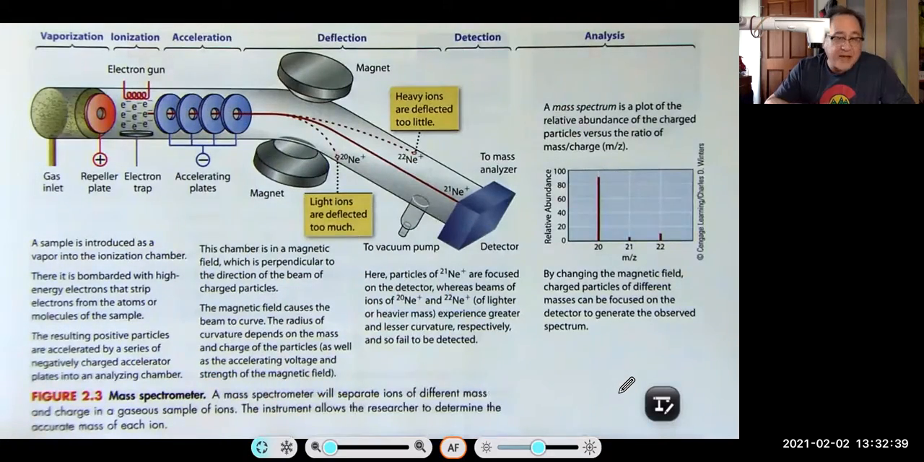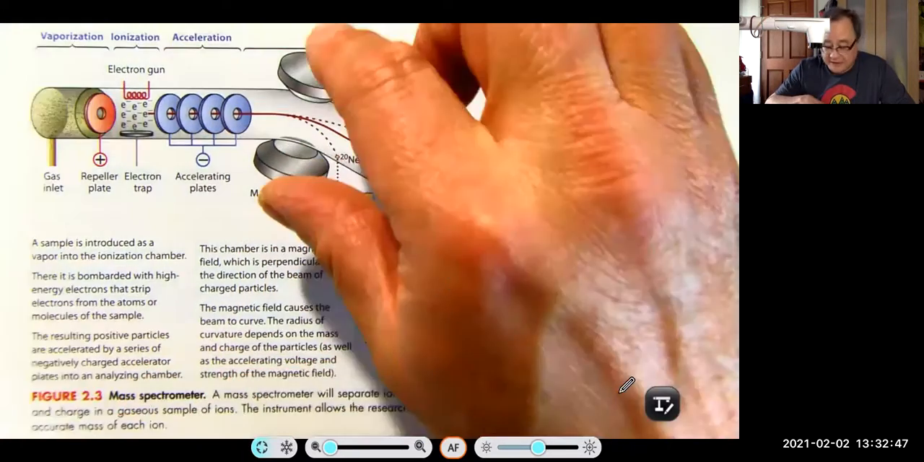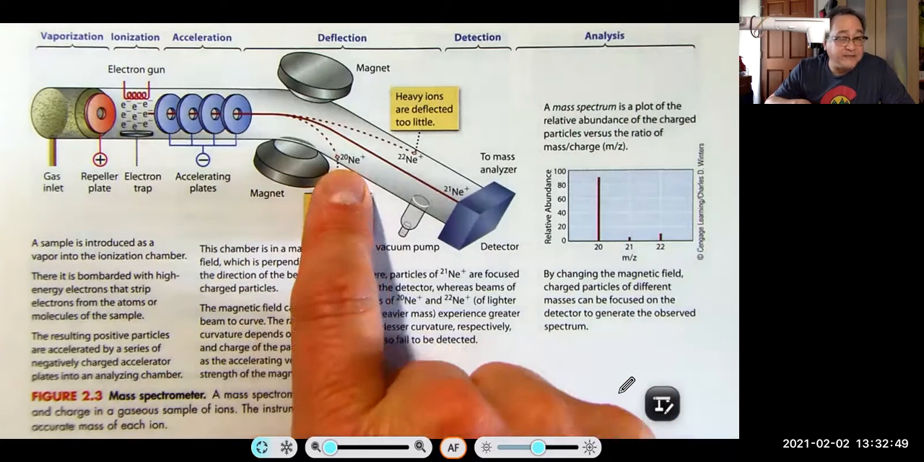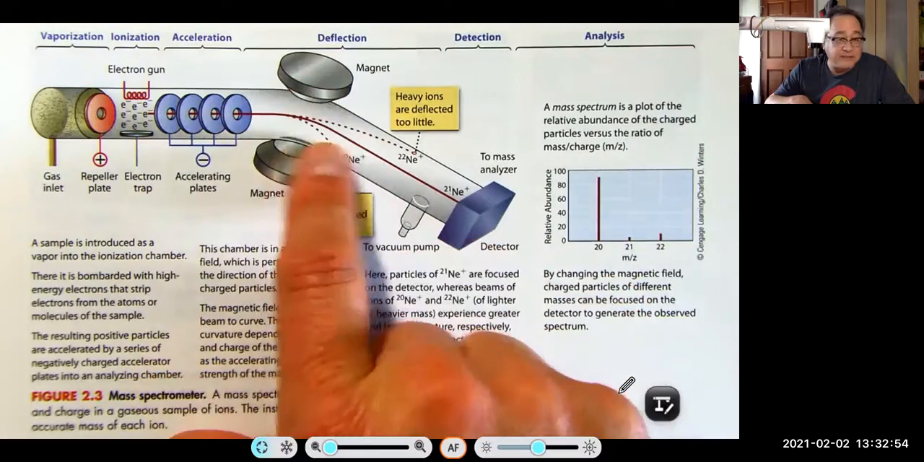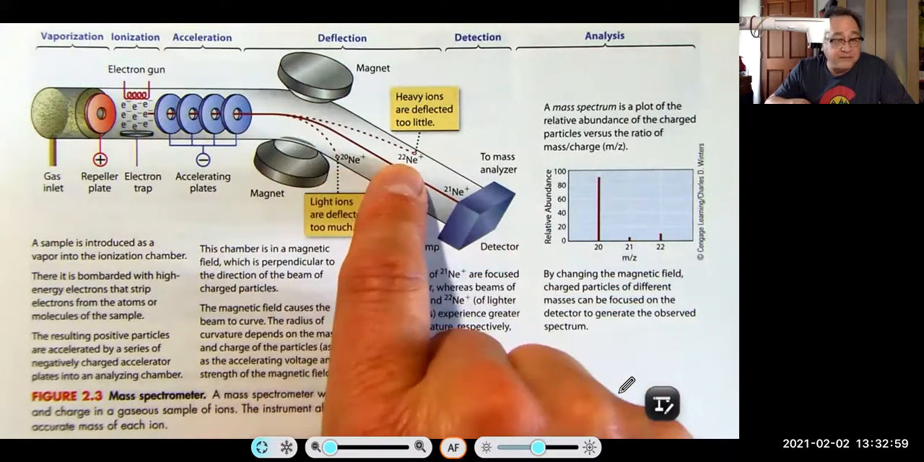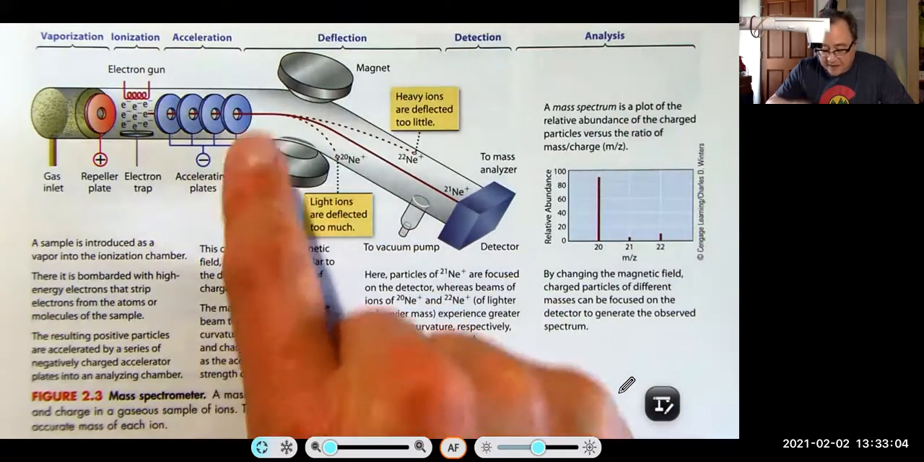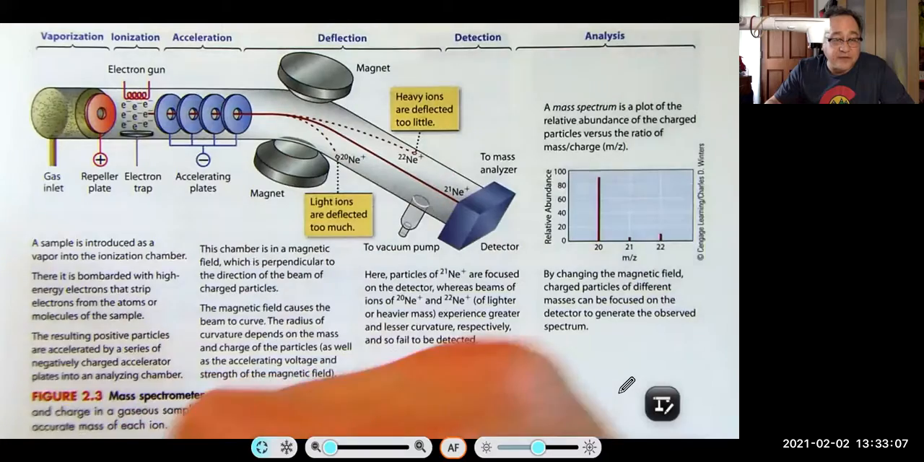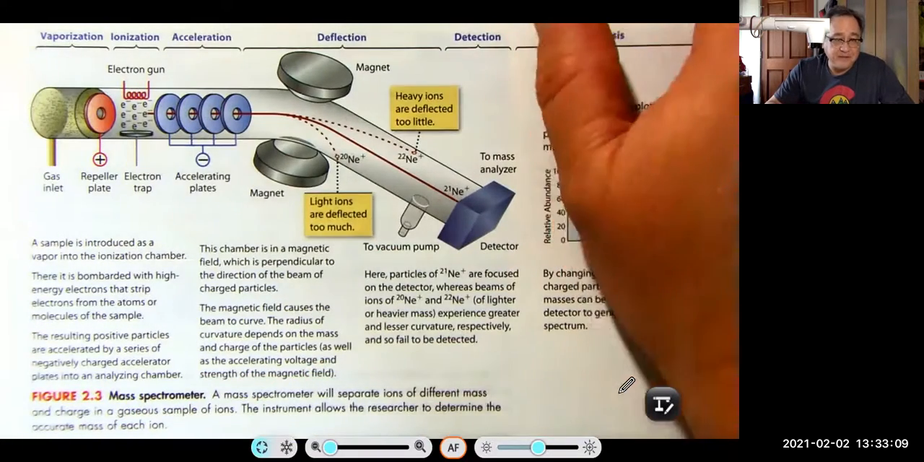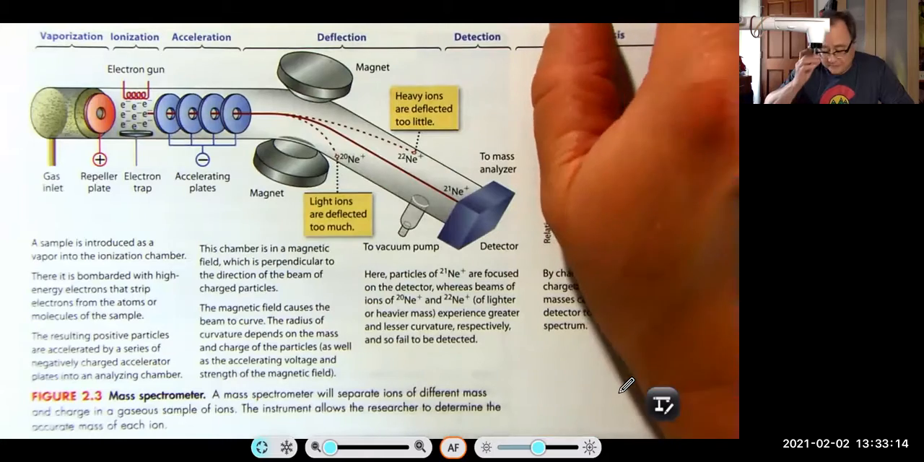What's cool about this magnet is that you can adjust the magnet so different masses will hit the detector. So you can tune this magnet so only the 20s hit because they weigh 20. You can tune the magnet so the 21s hit because they weigh 21. And you can tune the magnet so the 22s hit because they weigh 22. Turns out that the flight path of these different ions are different because they weigh a different amount. And you can use the magnet to actually adjust the flight path.